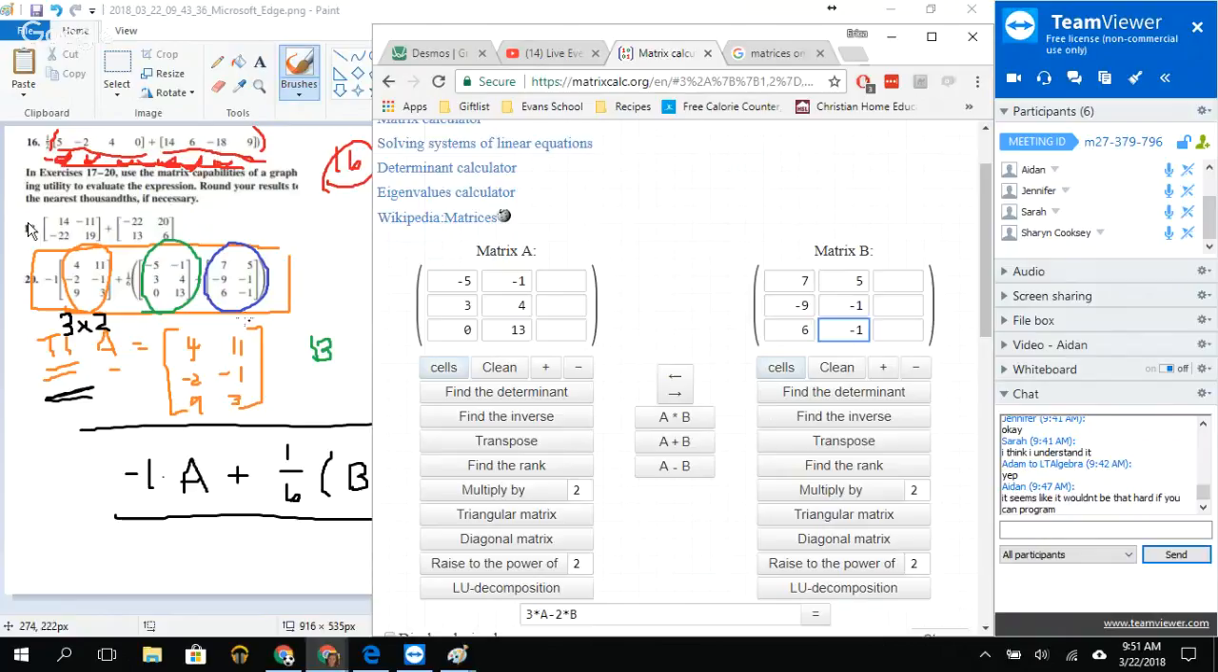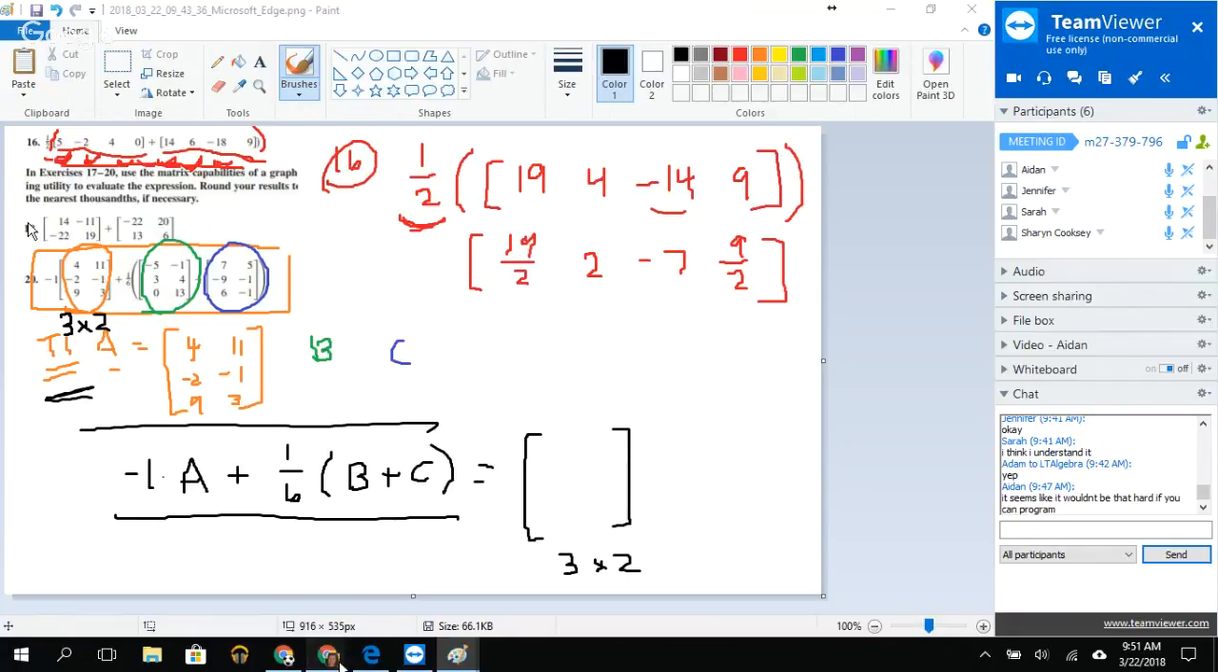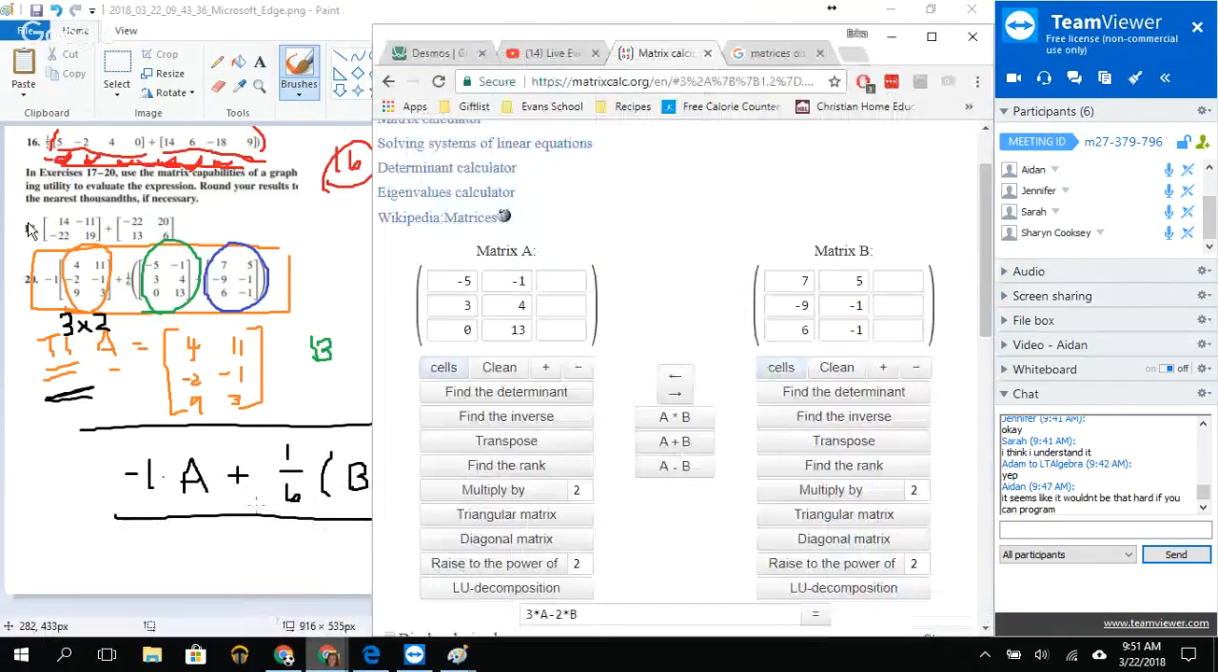So what I'm going to do is, since I can't put all 3 in, I'm going to work on this side of my equation. I'm going to work on adding these two together and multiplying by 1/6. So that I can do.